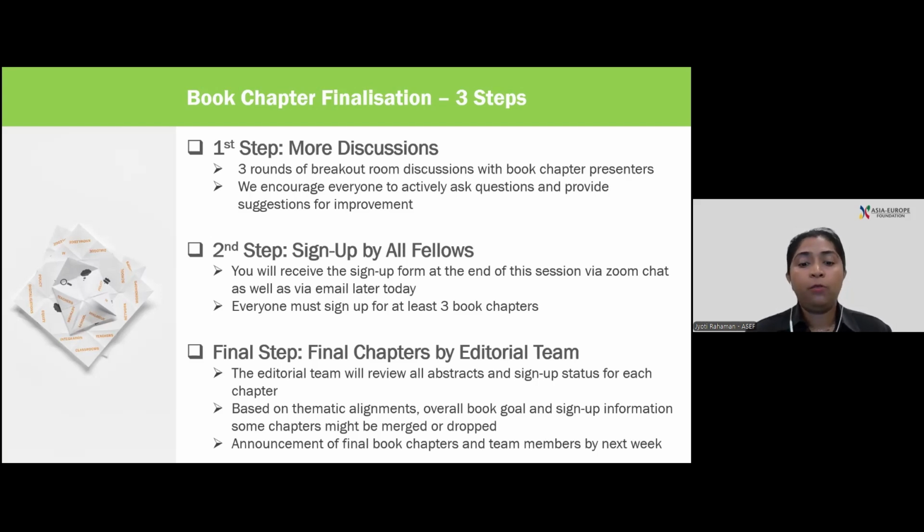So if we have more preferences from your side, you might not get to contribute to the book chapter that was your top choice. However, at least you can be part of a team that was your either second or third option. So when we share the sign up form, please remember to sign up for 3 book chapters, and then you can opt out for the rest.